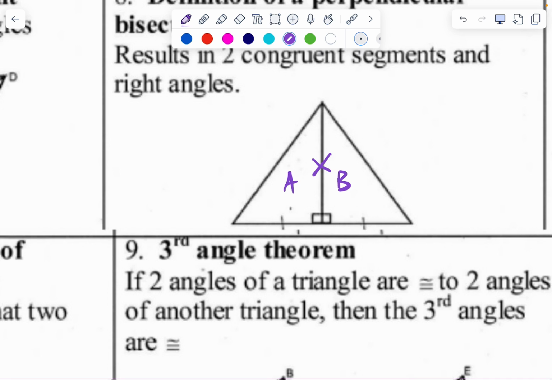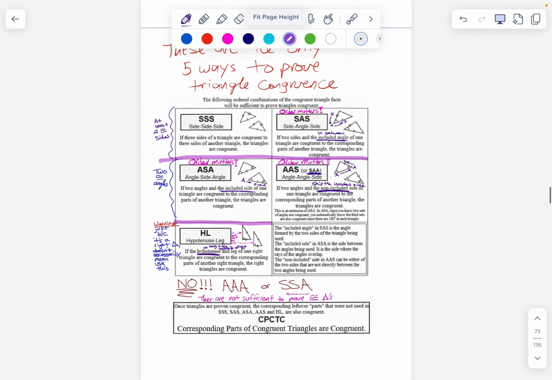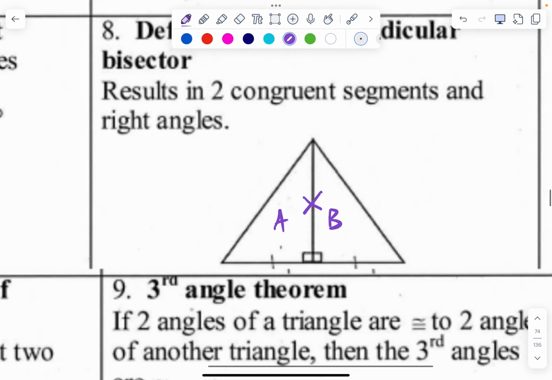Give me a thumbs up or down. Are the triangles congruent? Okay. Now you need to flip back and see which one of these reasons they are congruent. So yes, you're right. Which of these, though, is the reason for it? SSS, SAS, ASA, AAS, or HL? We all agree that A and B are congruent. Now we're just trying to figure out why.